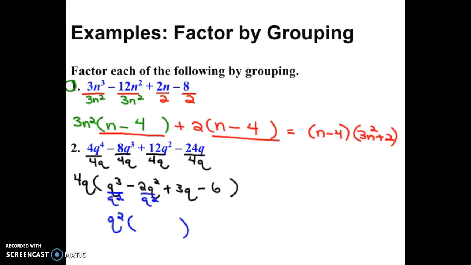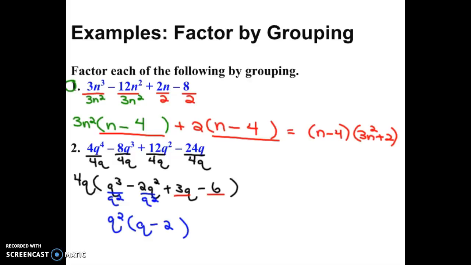Okay, if I take a q squared out of these two terms, I end up getting q minus 2. And just like the last problem, what I got in parentheses, this q minus 2, when I take the greatest common factor of the last two terms, I should also get a q minus 2. So let's see if it works.